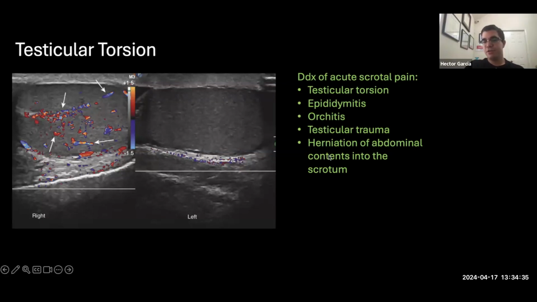And then if it's herniation of abdominal contents into the scrotum, that could perfectly be an indirect hernia, because of failure of the processus vaginalis to develop, where bowel gets into the scrotum.